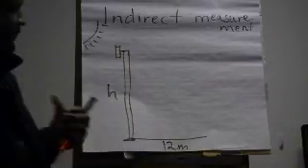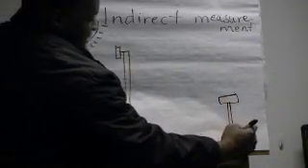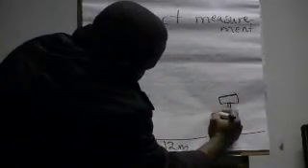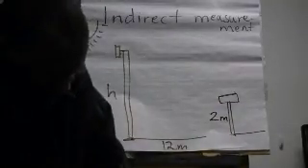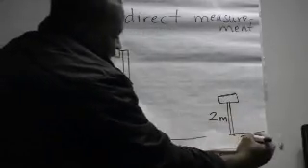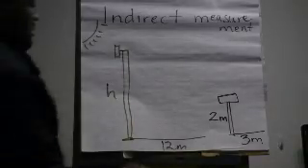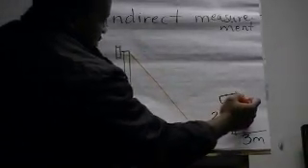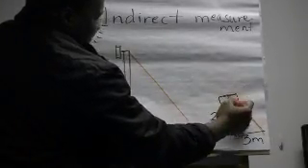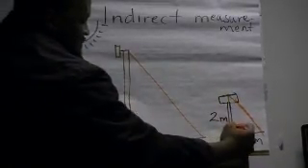So let's say a street sign. And this street sign can easily be measured to a height of 2 meters. And the shadow of the street sign is 3 meters. So here you have two similar triangles. You've got two similar triangles. They're both right angle triangles.